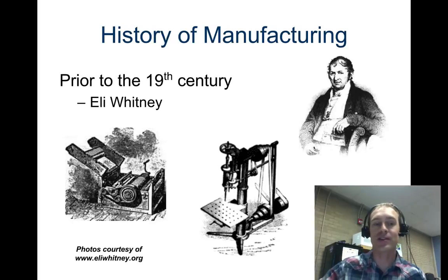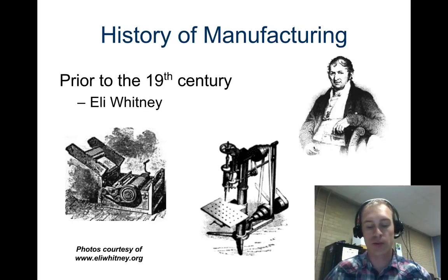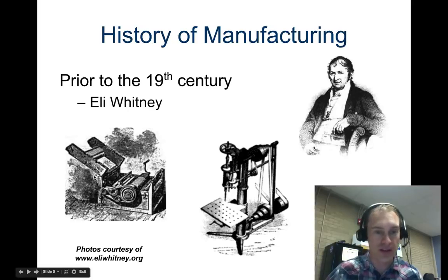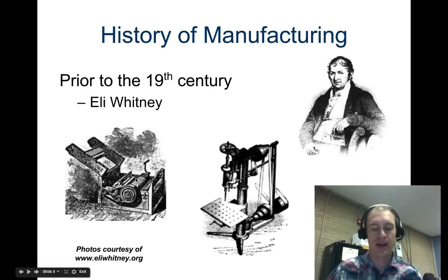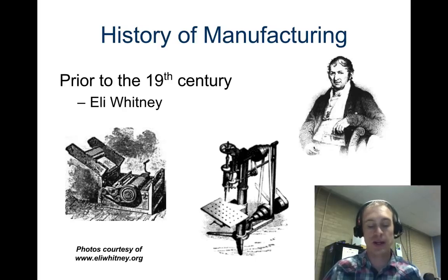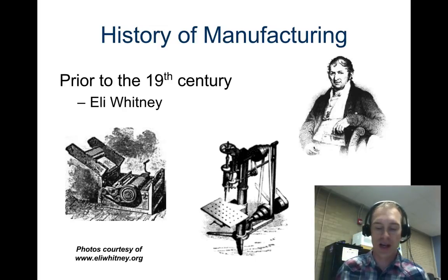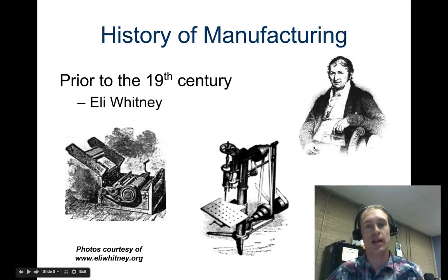Prior to the 19th century, Eli Whitney was really one of the innovators or initiators of the history of manufacturing, and he was most famous for this thing here, the cotton gin. But he went bankrupt because he was a bad businessman. So he left the South, went to the North, and took on the project of mass producing muskets, which led to the invention of the milling machine, which is right here.